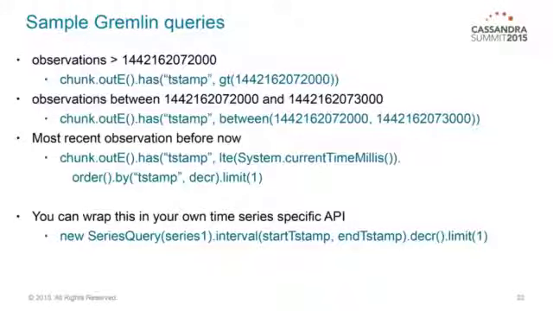I want the specific one with that timestamp, or I could do a between type query, or if I want to do the most recent observation before now, I can go out E, has timestamp, say now, and then specify an order, and then limit by 1. And so Titan and behind the scenes Cassandra is just going to go and get that single record back. Now, that works really well, but of course you could wrap this up in your own time series API, and that's kind of how we use that as something that specifically looks nice for dealing with the time series.